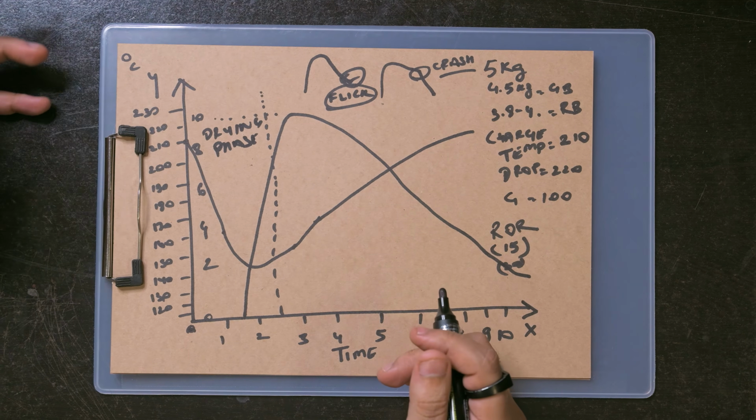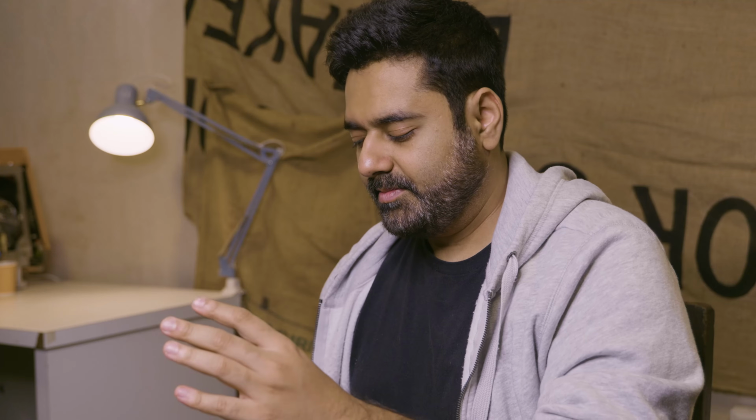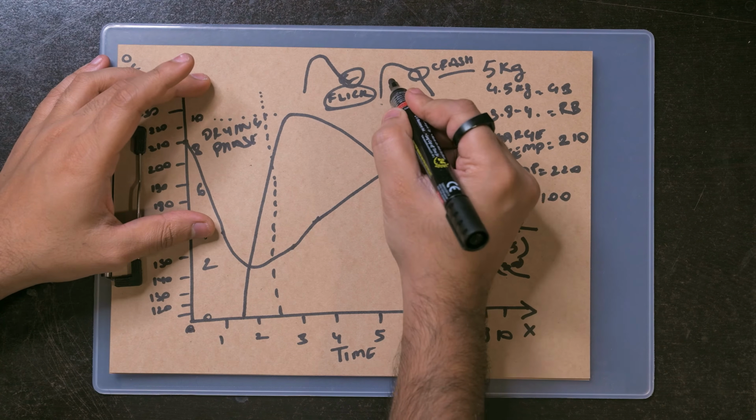Here the beans are primarily gradually getting towards the temperature of the drum. Alright, let's just keep it at that. The second phase is somewhere over here.